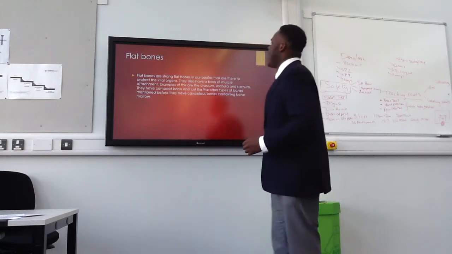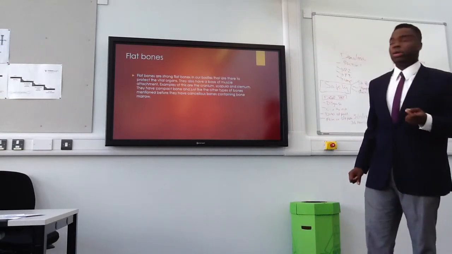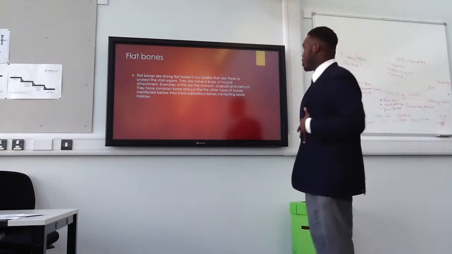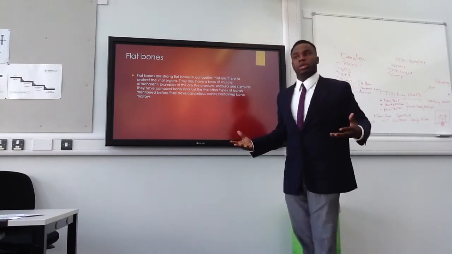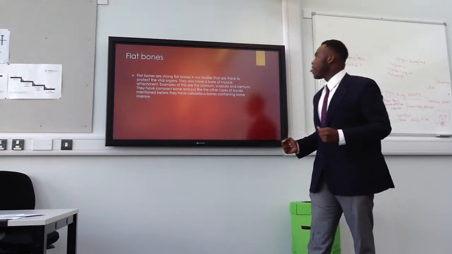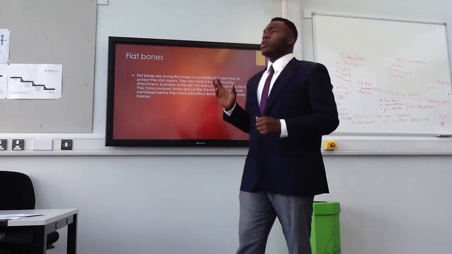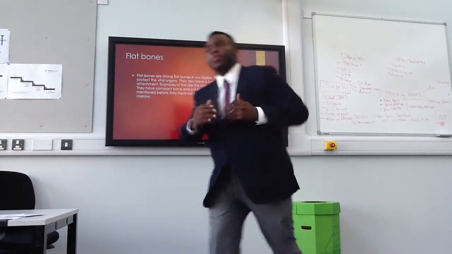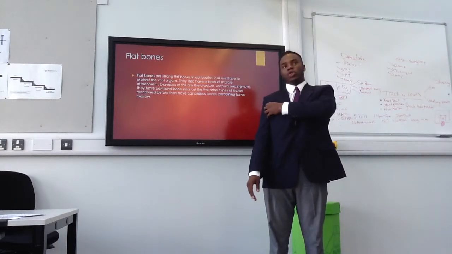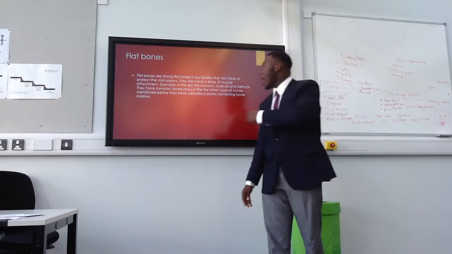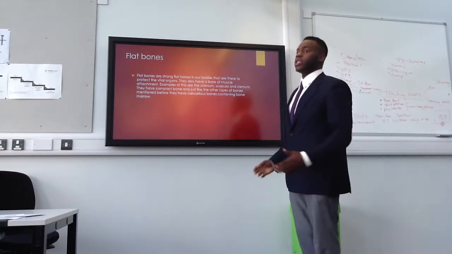Flat bones. Flat bones are strong plates of bone in our bodies. They are there to protect our vital organs because they're very hard. They have a base of muscle attachment. What it's basically trying to say is, if you look at the bone here, under it has muscle attached to it, right? An example of this is the cranium.